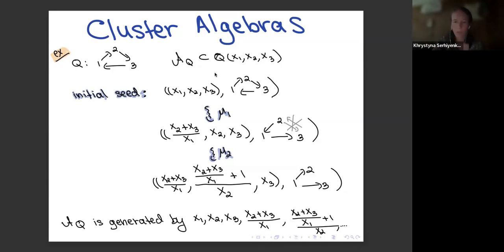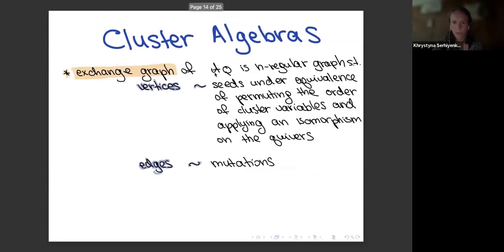Okay, very good. So there's something else I want to say on definition, which will be important for the exercises and following. So the exchange graph of the cluster algebra is an n-regular graph where the vertices correspond to seeds, except sometimes whenever you mutate, you can get the same seed up to some permutation. So I want to identify the seeds up to permutation.